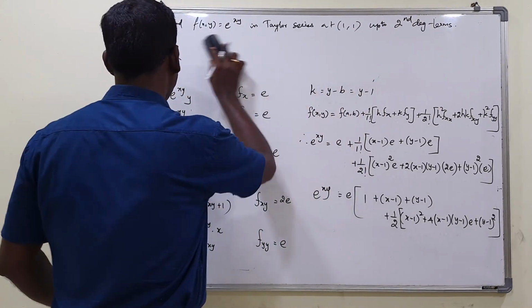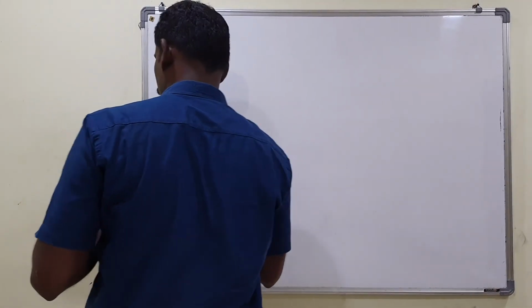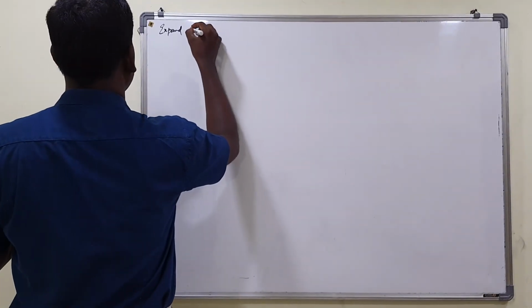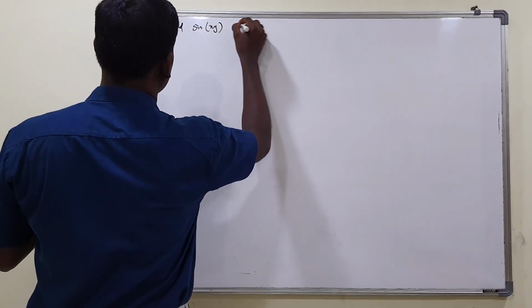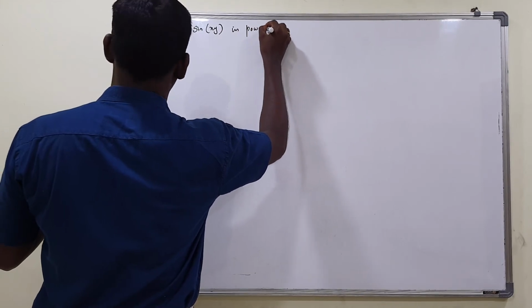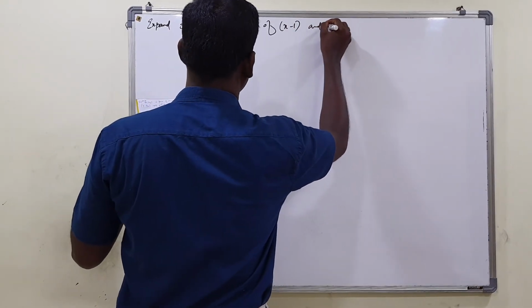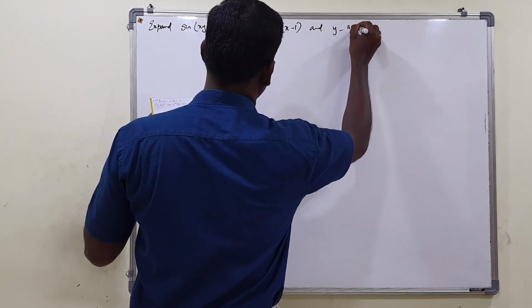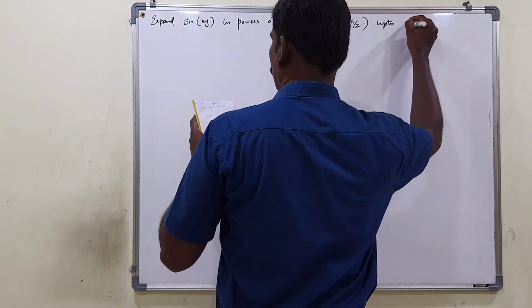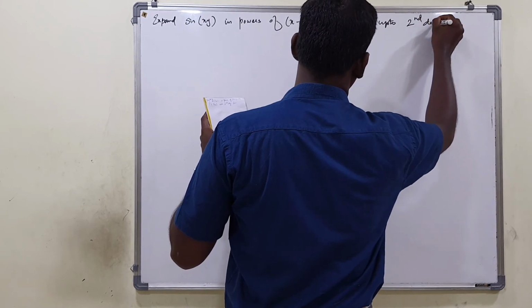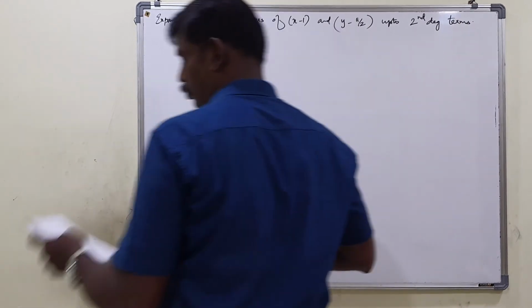Next one. Expand sine of xy in powers of x minus 1 and y minus pi by 2 up to second degree terms.